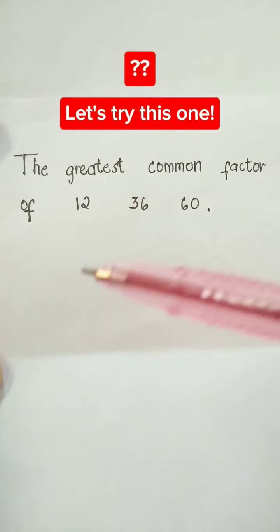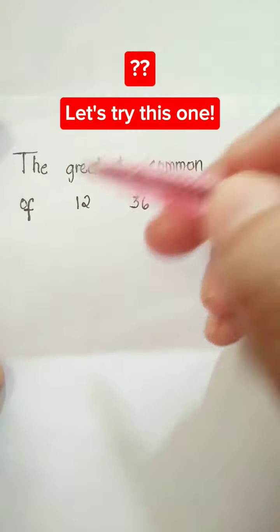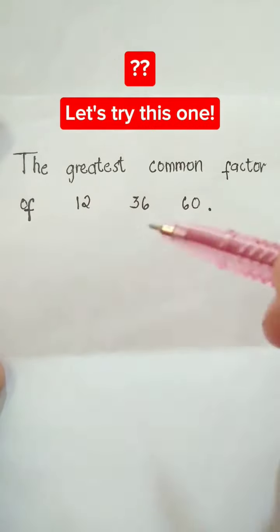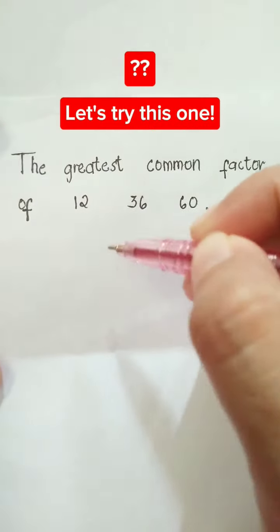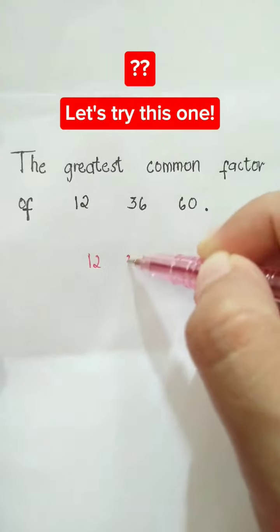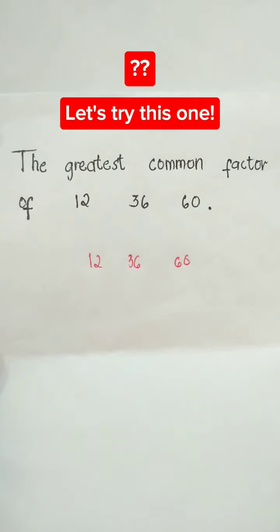Okay, today I'm gonna show you the easy method to find the GCF of a number. So that is the ladder method. Okay, it goes like this. So we have 12, 36, and 60.